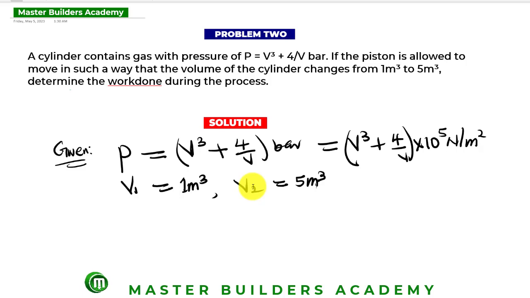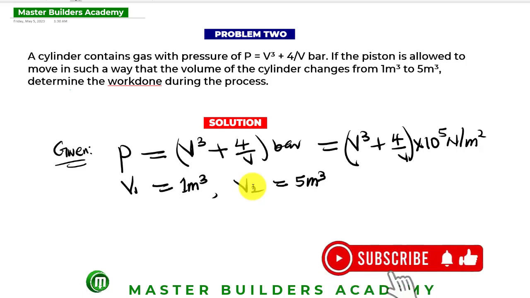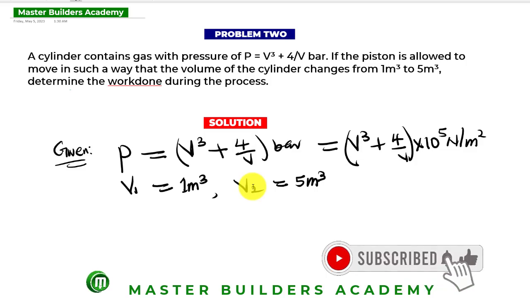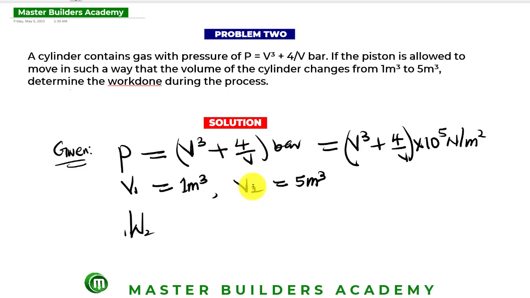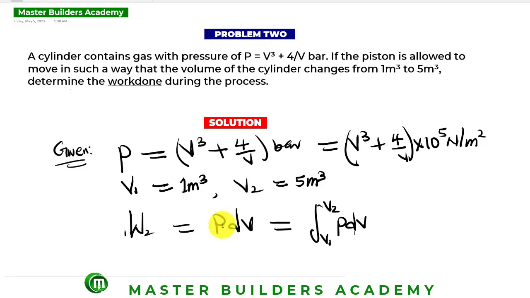If this is clear, what else do we need to do? We just need to state that the work done between these two processes, remember it changes from one level to another, so work done from 1 to 2 is given as P dV. And again, this same work done is also equal to the integral from V1 to V2 of P dV. So the question is, can we use the first one, which is P dV, or the second, or should we use both?